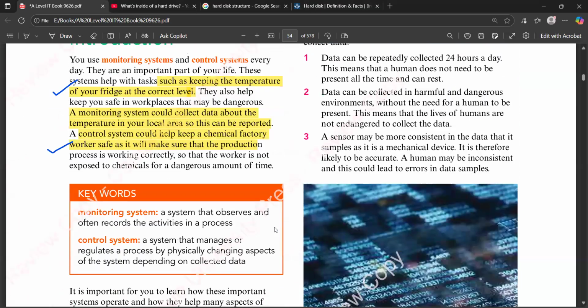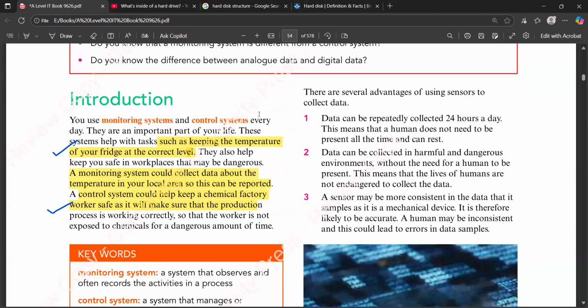The first advantage that we have right here is that data can be repeatedly collected 24 hours a day. This means that a human does not need to be present at all times and can rest as well. Data can be collected in a harmful and dangerous environment as well, without the need for humans to be present. So if I am talking about some heated areas, like maybe in a factory or maybe some parts of the world where it could be quite dangerous for humans to stay, we can use the sensors to gauge the temperature. This means that the life of the humans will not be endangered and you can still do that.